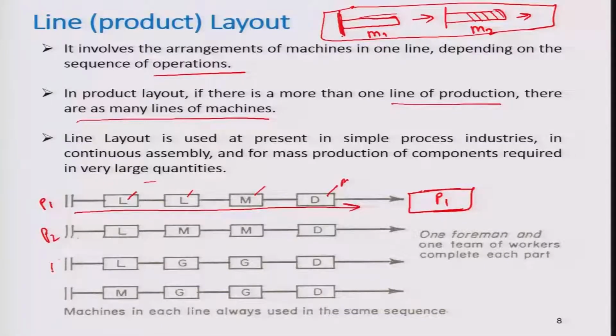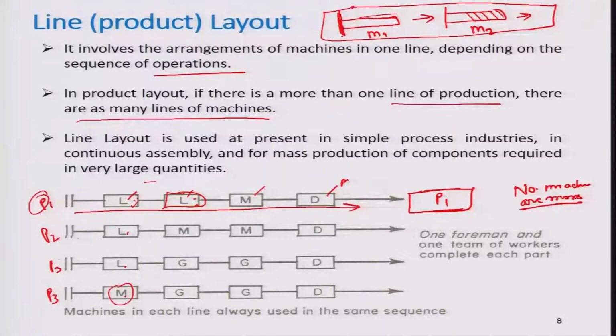Similarly for P2 and P3, you can see that for each product three machines are required in parallel. Three L machines are required here, one M machine is required here. Again, when this part gets processed, it goes through, and another similar kind of machine is required. So you can see that the number of machines engaged is large.